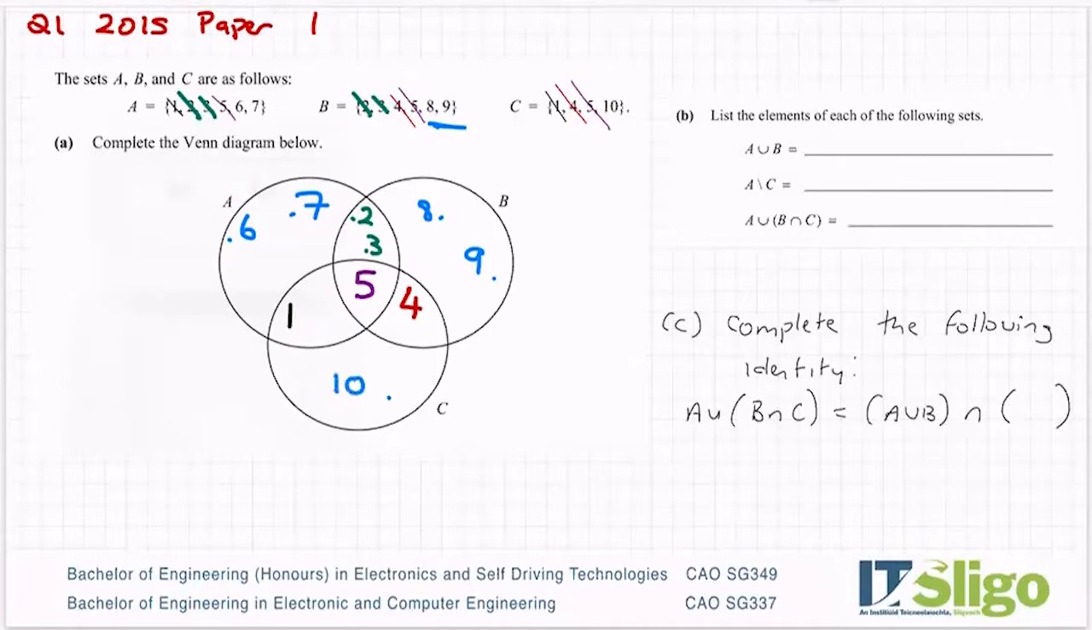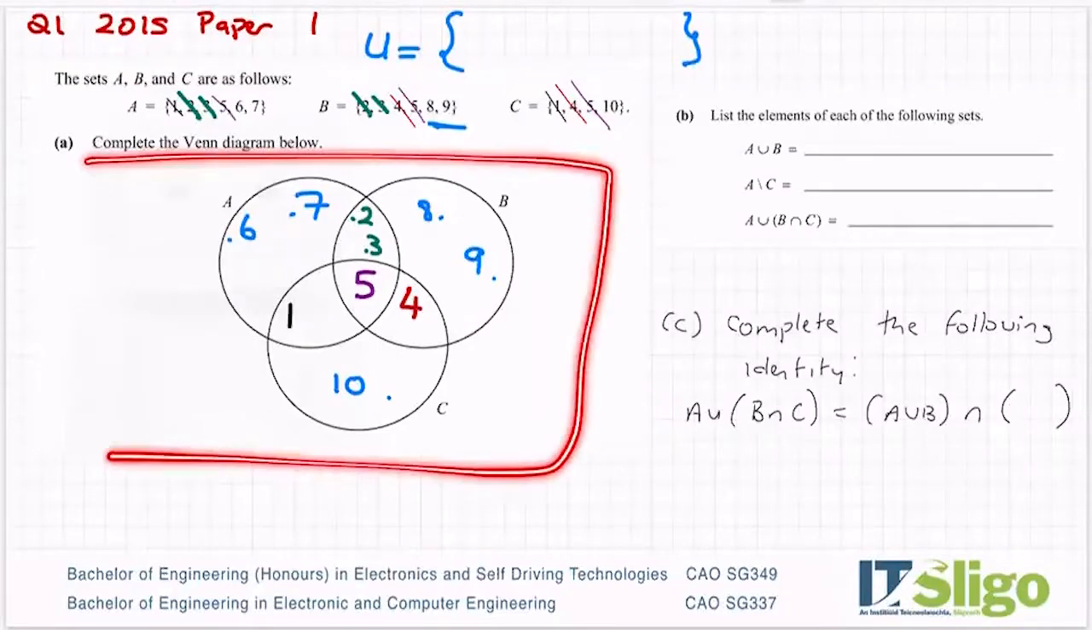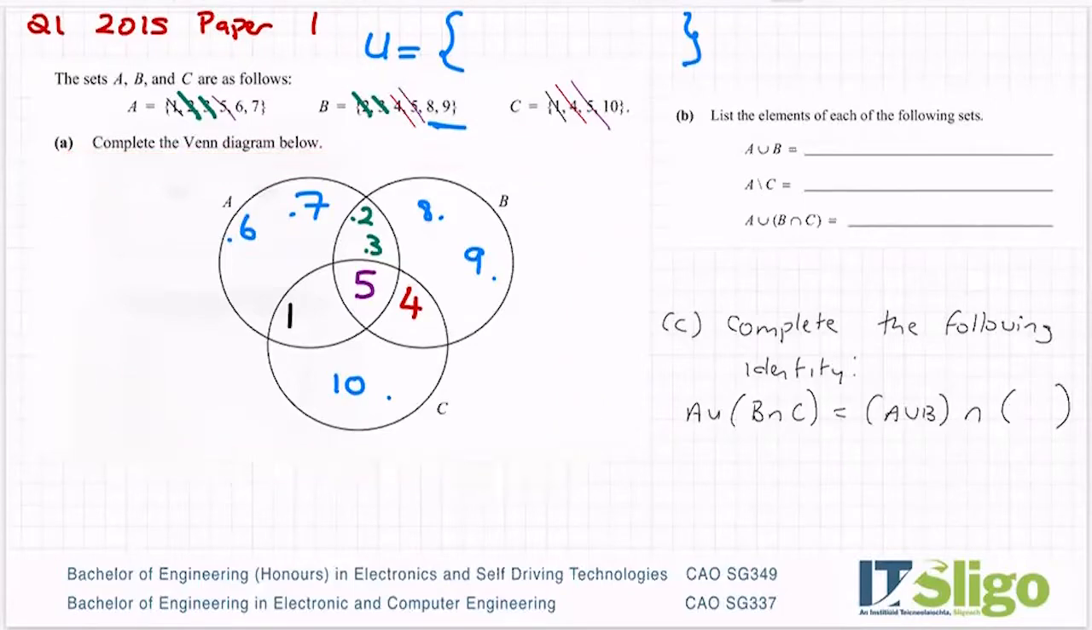Okay, there's no universal set in this one. So that's why there's no box around it here, and that's why there's no numbers going on the outside.